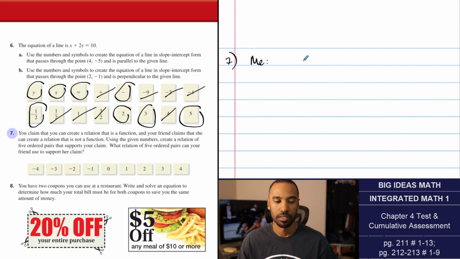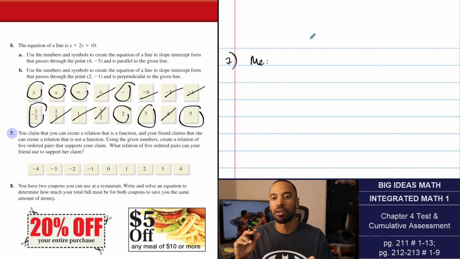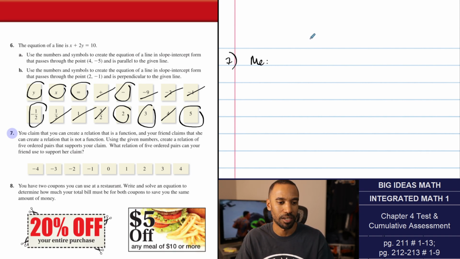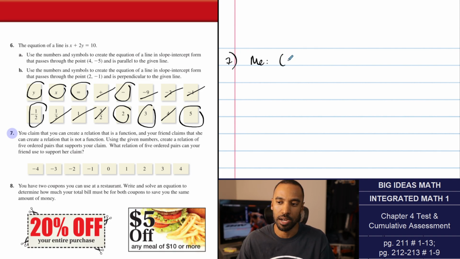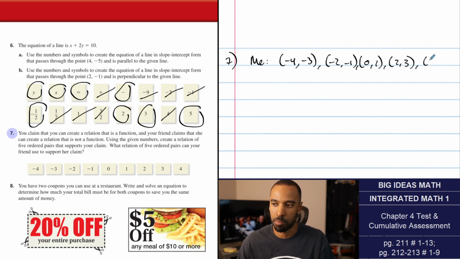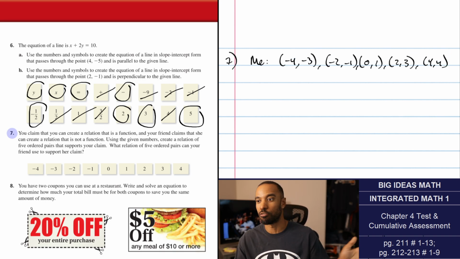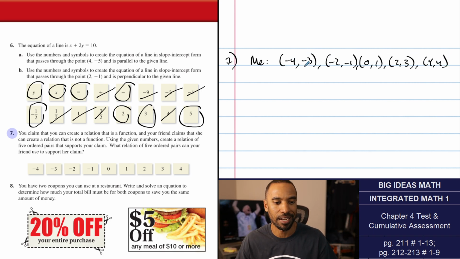Oh, but they said use the numbers. I don't know if I'm allowed to repeat numbers or not. Well, there are only 9 of them, so I'll do as well as I can here. I'm going to try not to repeat as often as I can. Let's go negative 4, comma, negative 3, negative 2, comma, negative 1, 0, comma, 1, 2, comma, 3, and I guess I'll repeat something, 4, comma, 4. Here's the thing, my x is never repeated, so mine is a function.